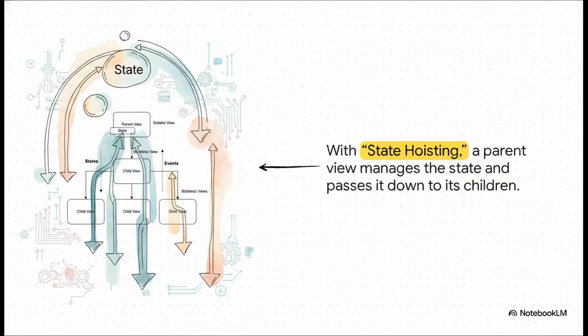Now, one way to do this is something called state hoisting. You can see it here. We literally hoist, or lift, the state up from the child components to their parent. The parent now owns the state, and it just passes that data down to its children to display. The children become stateless. All they do is show what they're told and then send events, like button clicks, back up to the parent to handle.